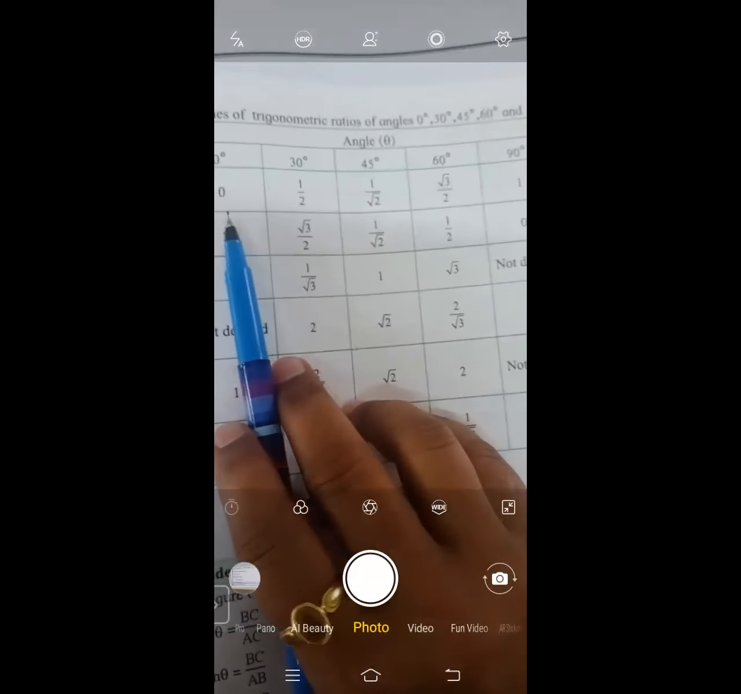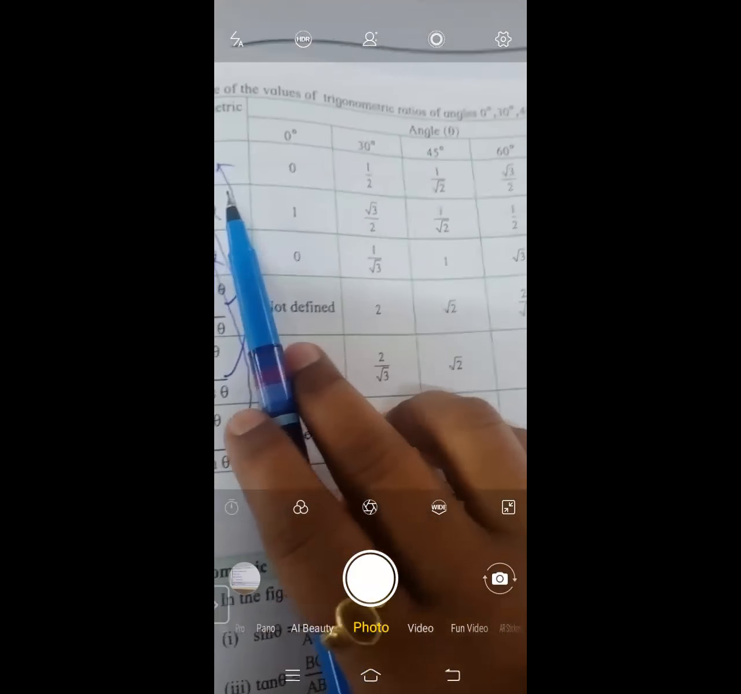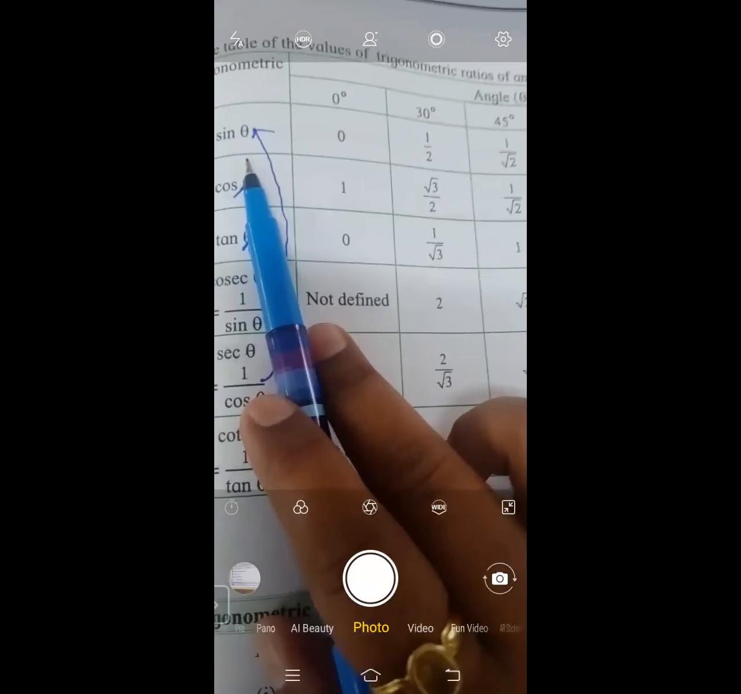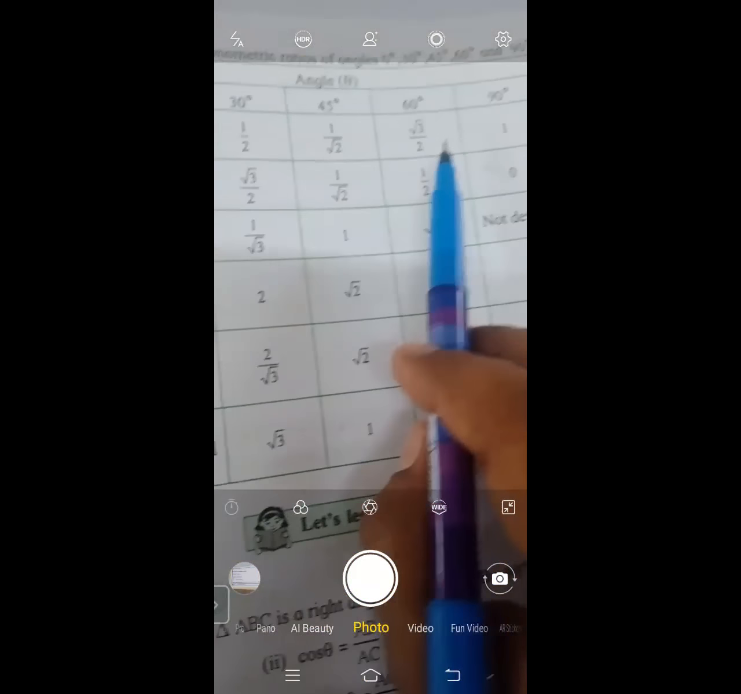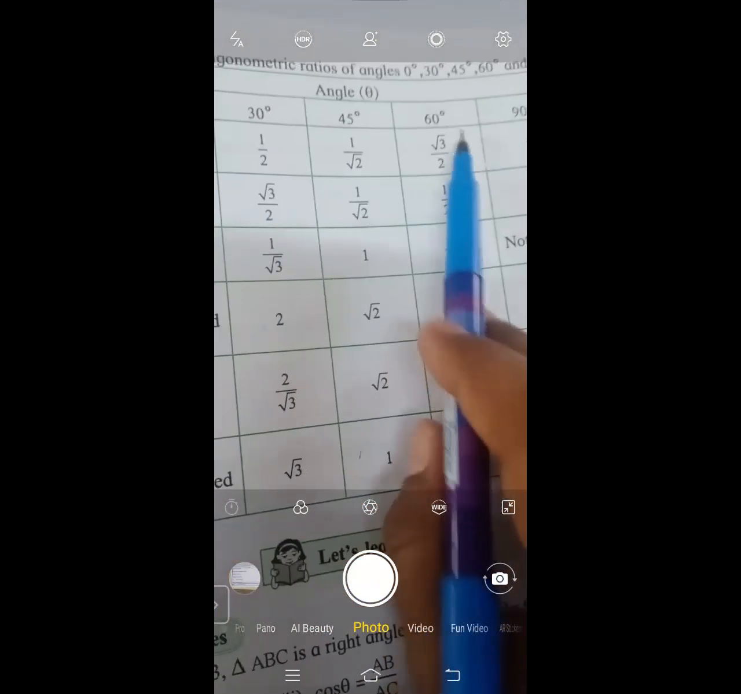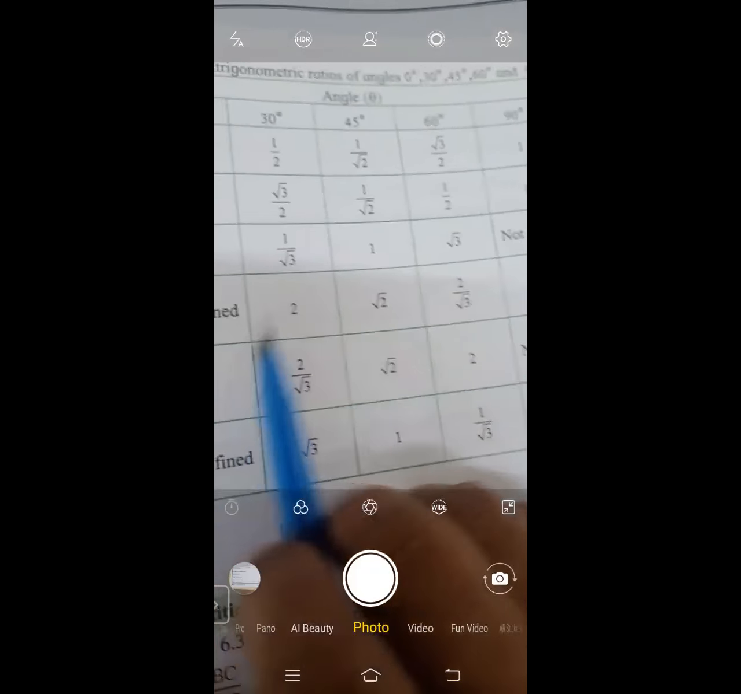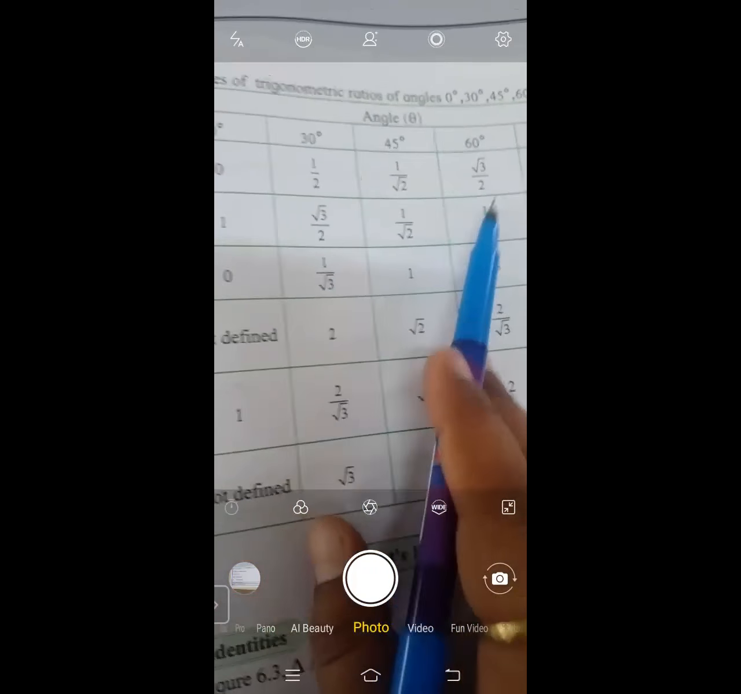Then just remember these columns. First column, 0 degree: the sine theta value for 0 degree is 0. For 30 degrees it is 1 upon 2. For 45 degrees it is 1 upon root 2. For 60 degrees it is root 3 upon 2. For 90 degrees it is 1. So 0, 1 upon 2, 1 upon root 2, root 3 upon 2 and 1. These are the first basic ratios.